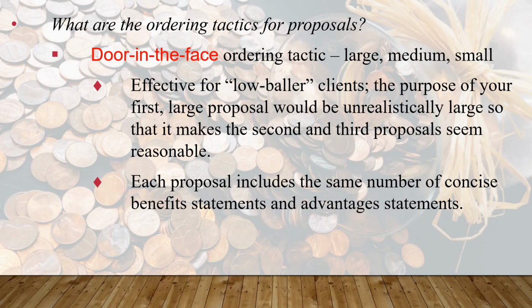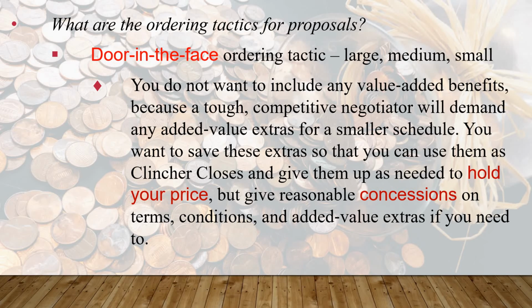When you do this, basically what you do is you make the large proposal unrealistically large so that it makes the second and third proposals seem a little more reasonable. Now, the main difference when you present in this way is that instead of increasing the number of benefits and advantages in the proposal for each of the packages, you're going to include the same number. So if you decide you're going to offer 3 benefits and 3 advantages, you do that for each one of the packages.